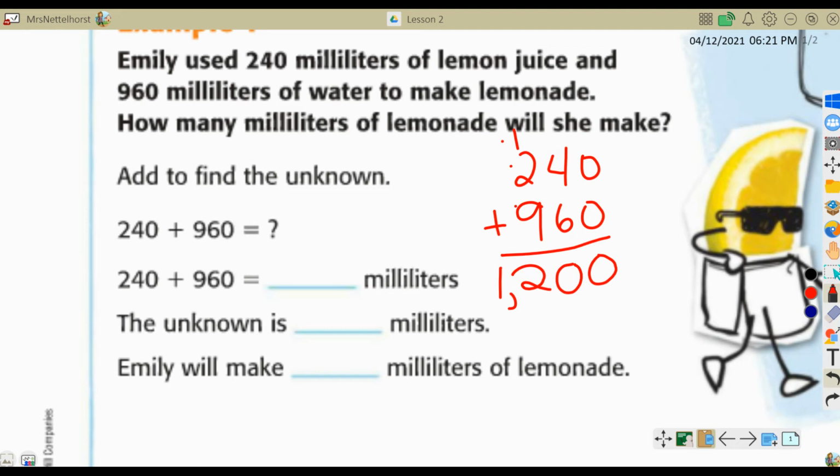So 1,200 milliliters. If you can hear music in the background, that's my daughter in her room next door. I'm doing this from home.